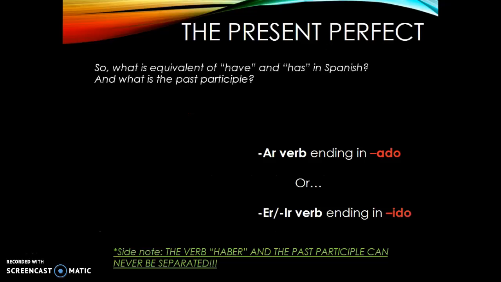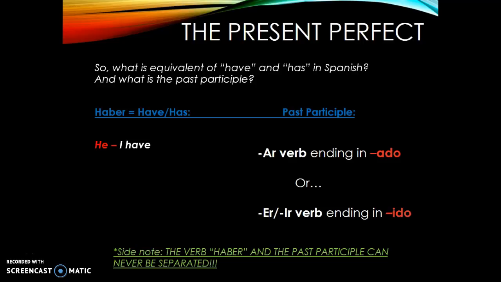Now, what is the equivalent of have and has in Spanish, and what is the past participle? So in Spanish, the equivalent of have or has is the verb haber, H-A-B-E-R, haber. You would conjugate it just like you would with any normal verb, and this is how you do it. He, not hey. Remember the H is silent.